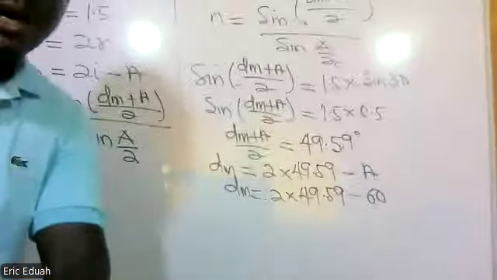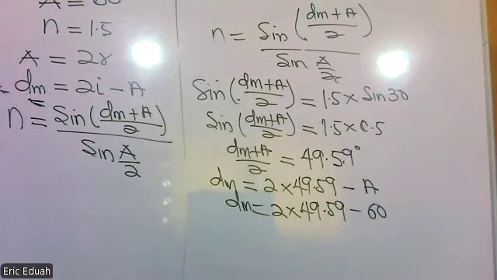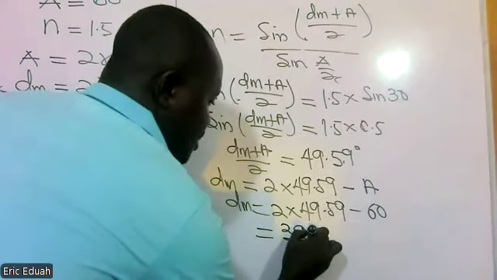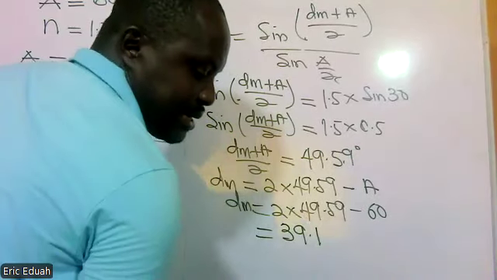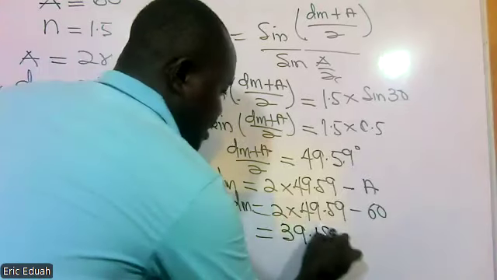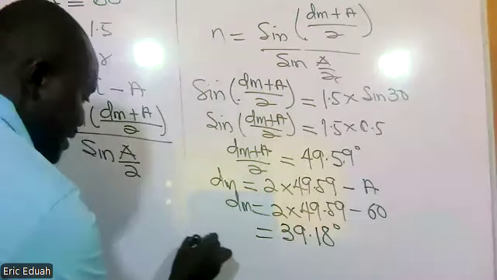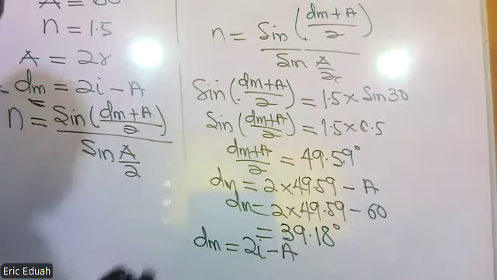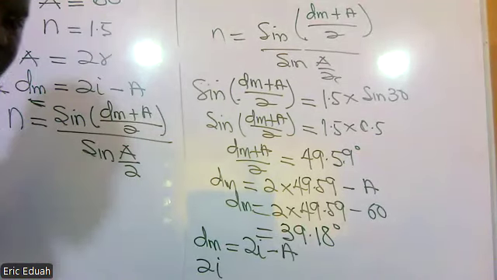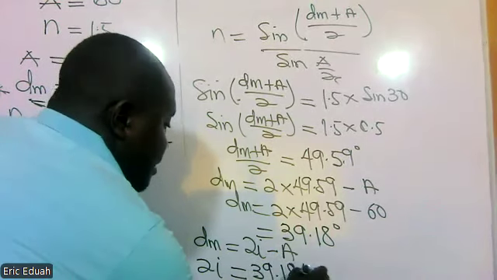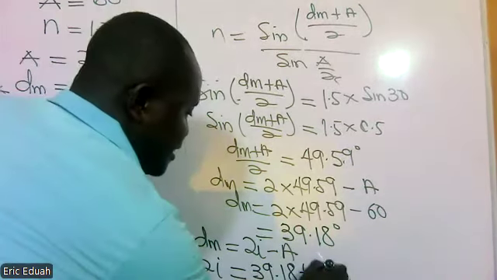So what's the value of dm? 39.18. Okay, so because dm is equal to 2i minus A, 2i will be equal to 39.18 plus A, which is 60.